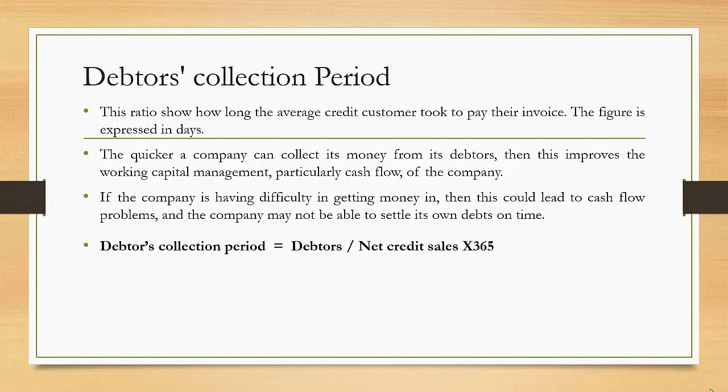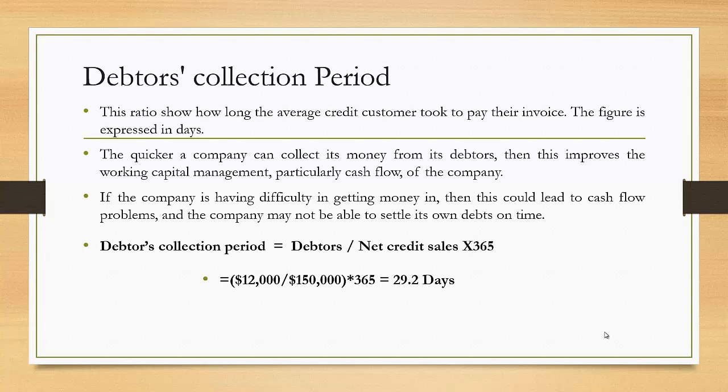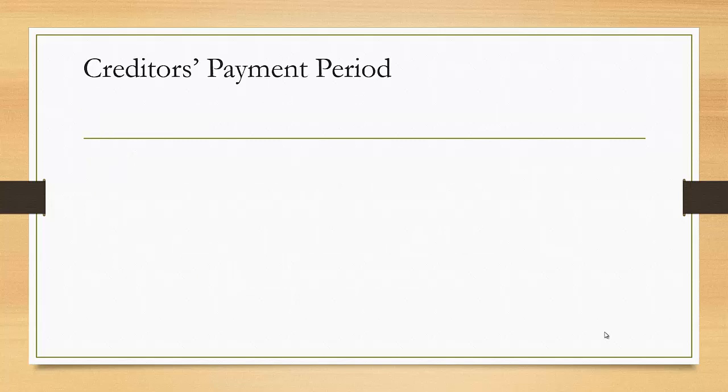Debtors collection period can be calculated by dividing debtors by net credit sales, multiplied by 365. Here, let's assume that we have debtors of 12,000. We need to divide it by net credit sales. Assume that we have 150,000 and then multiply by 365. The answer comes to 29.2 days, which means that on average the company is taking 29 days to collect its cash from its credit customers.